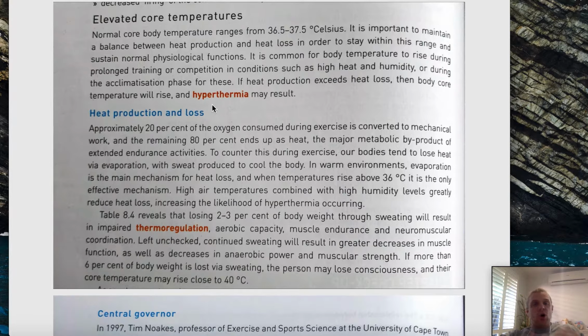We've mentioned the word homeostasis quite a lot, and that is the body wanting to stay within its regular body temperature, so 36.5 to 37.5 degrees Celsius. But once we're actually producing too much heat, and if there is an issue with the cooling down mechanisms, such as dehydration, then we end up in this hyperthermia state, okay, overheating.